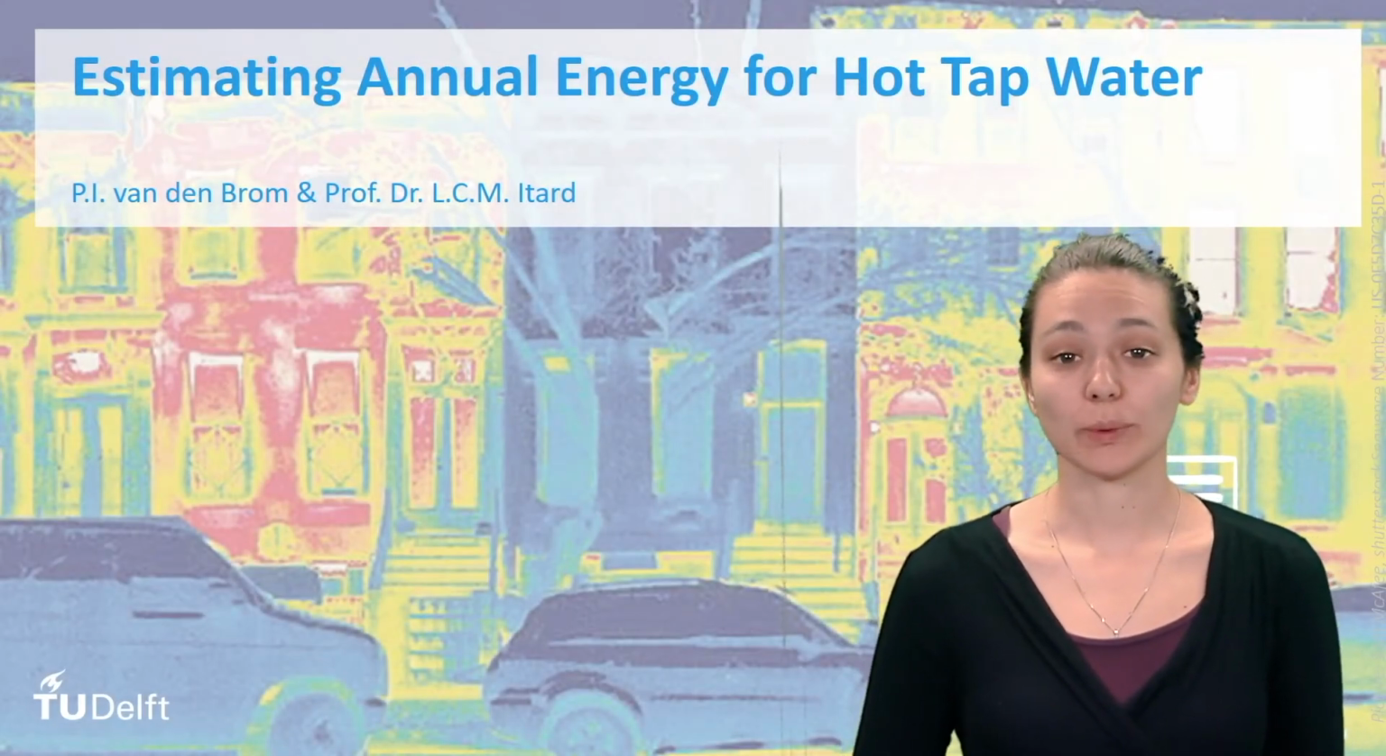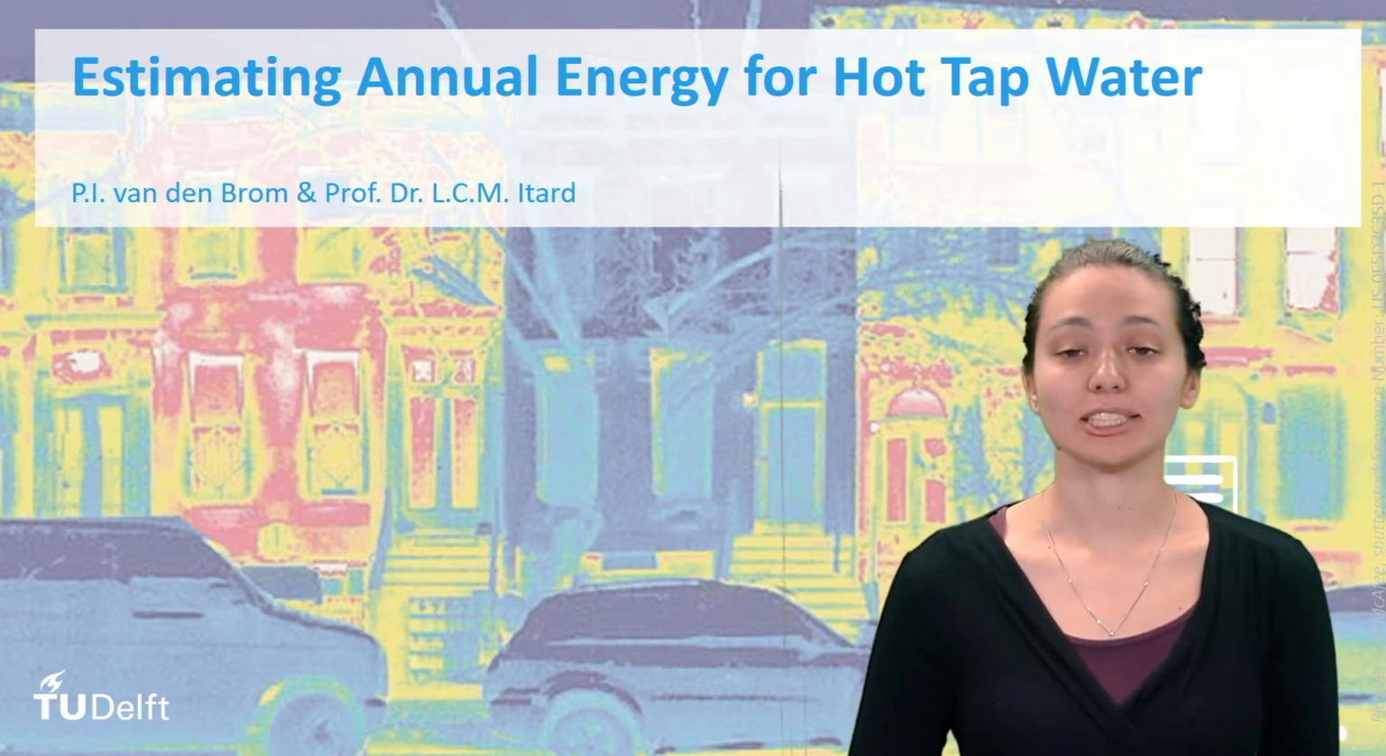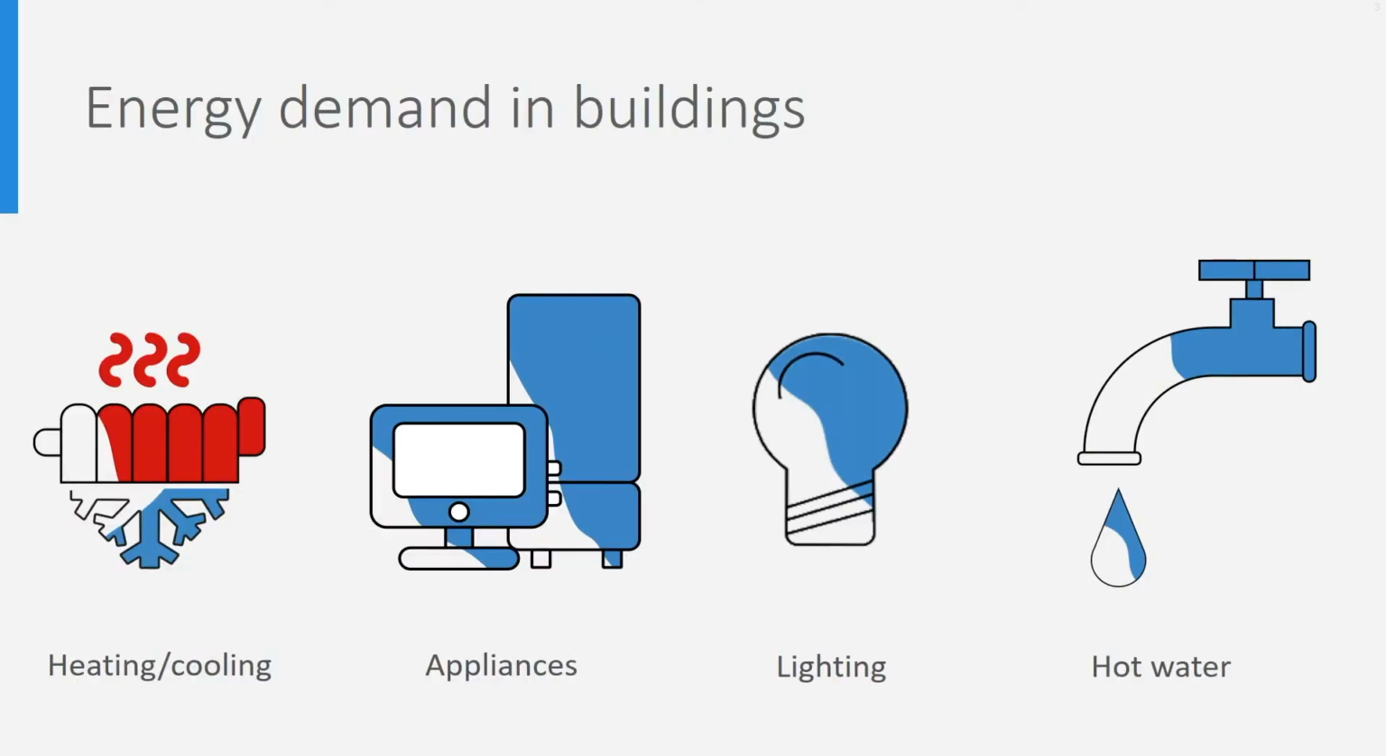In this video we will explain how to estimate the energy demand for hot tap water. Energy is needed for heating and cooling, for appliances and lighting, and also for the production of warm water. Therefore you need to take hot water into account when thinking of a building's energy demand.